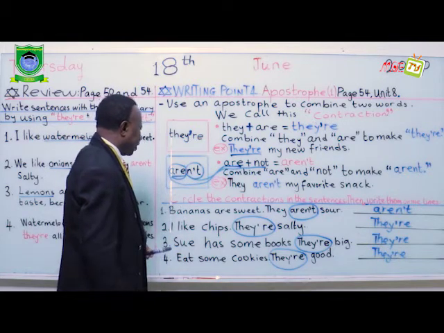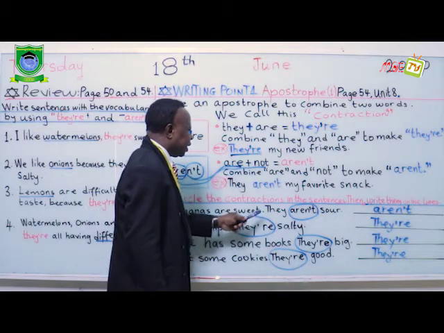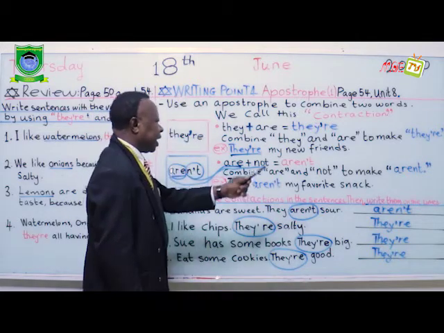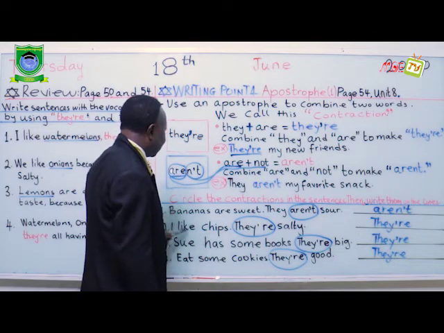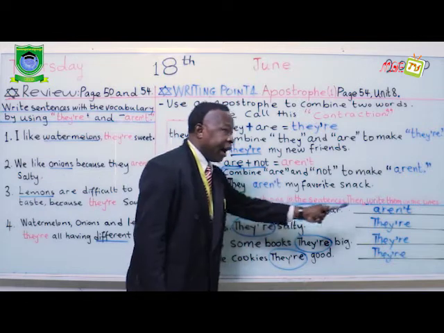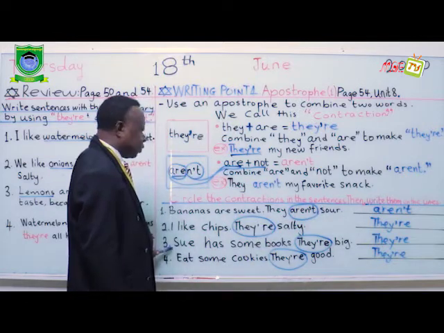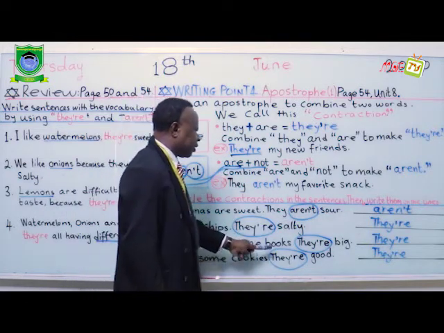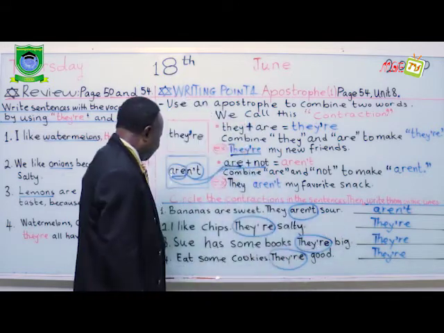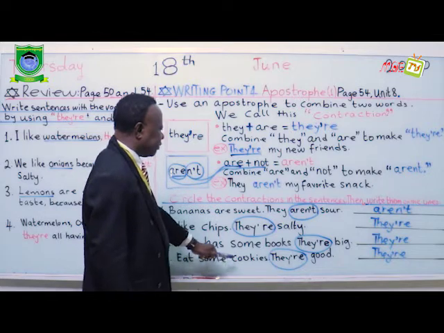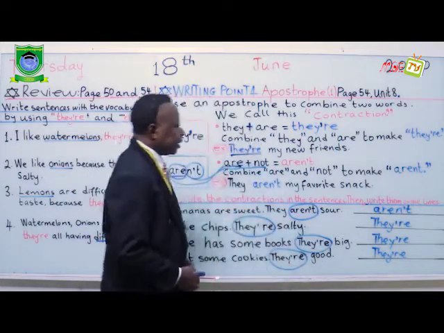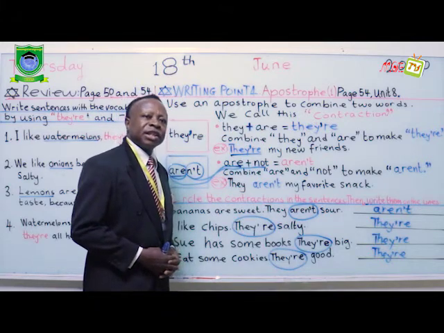Okay, let's read quickly. Bananas are sweet. Full stop. They aren't sour. Contraction, aren't. Two, I like chips. They are salty. Contraction, they're. Three, Sue has some books. They are big. Contraction, they're. Four, I eat some cookies. They are good. Contraction, they're. So any questions in this lesson?